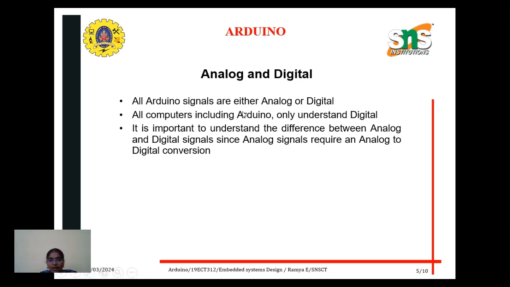All Arduino signals are either analog or digital. A signal must be analog or digital. All computers, including Arduino, only understand digital language, that is ones and zeros. So it is important to understand the difference between analog and digital signals, since analog signals require an analog to digital conversion. That is, we have to use ADC, analog to digital conversion.